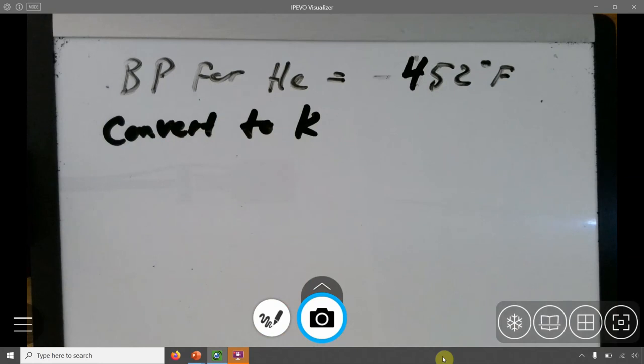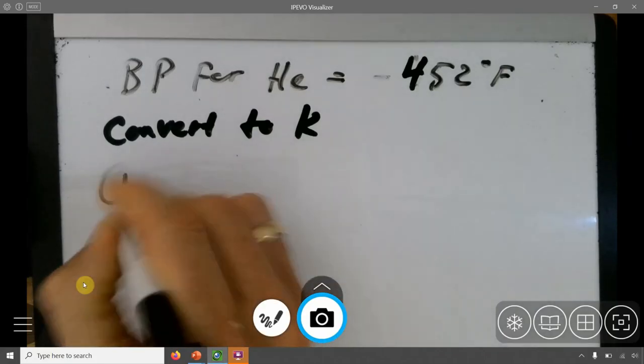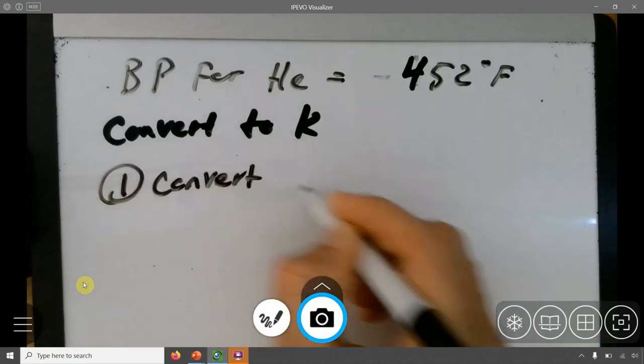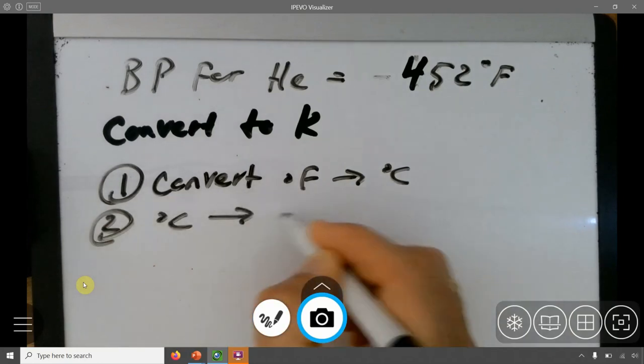Okay, so how would I do that? I need to utilize the equations I just showed you. I know that Kelvin relates to Celsius, not to Fahrenheit, but I can relate Fahrenheit to Celsius. So my goal is to go from Fahrenheit to Celsius, and then take the Celsius and get Kelvin. First, convert degrees Fahrenheit to degrees Celsius, and second, take degrees Celsius and go to Kelvin.